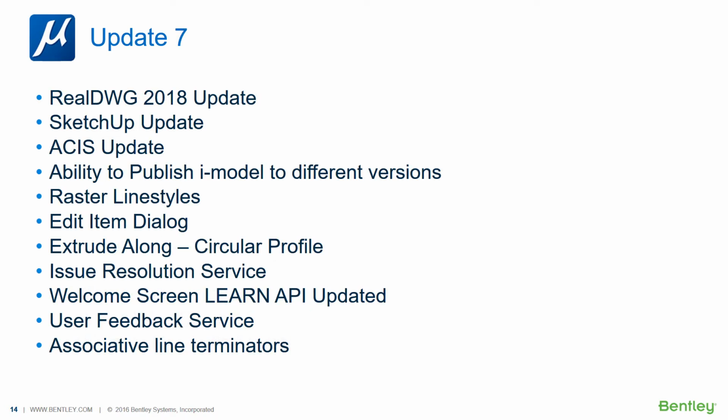So, update 7, Real DWG 2018, also interoperability with other formats. Some of the more interesting things that we're going to do here, we're going to go into more detail in all of these, by the way, just a minute here, is raster line styles. So instead, we're all familiar with custom line styles. Well, we've added raster elements to line style, so you can actually do a complete raster type of line style.